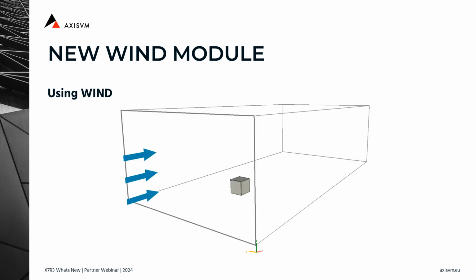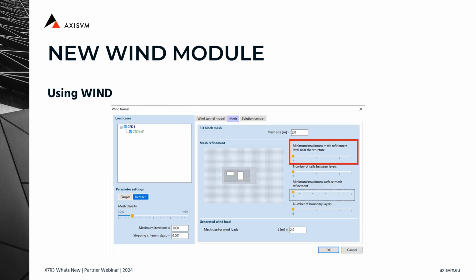In the following, I will illustrate the effect of parameters on a simple model. The model is a cube with a side length of 5 meters. On the following slides, I will show a cross-section of the wind tunnel. The first slider allows us to specify the mesh density level to be applied within the bounding cuboid of the structure. A minimum and the maximum value can be set.